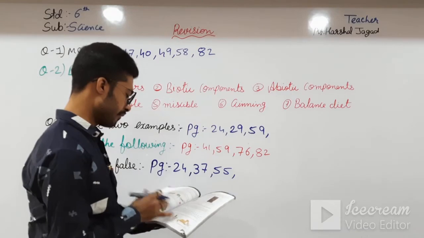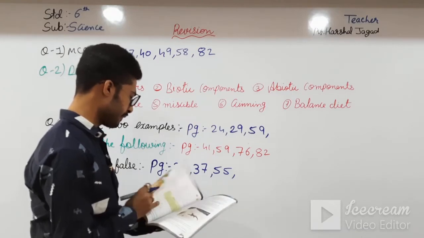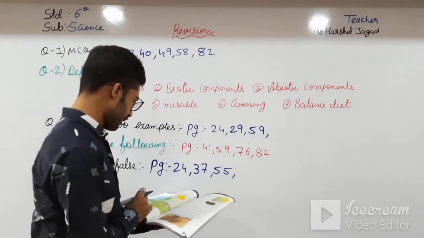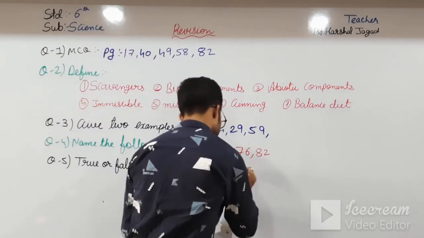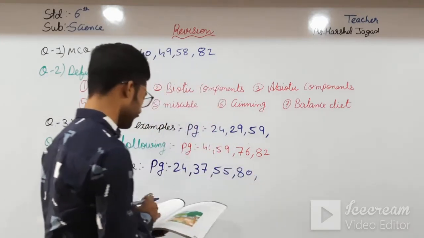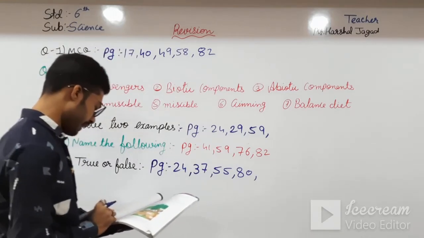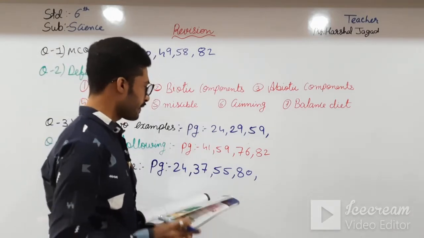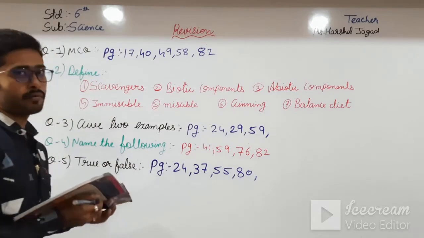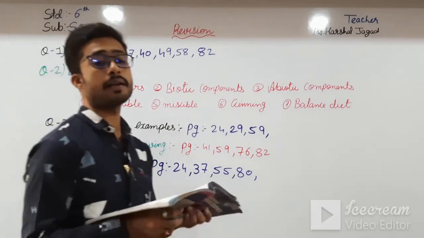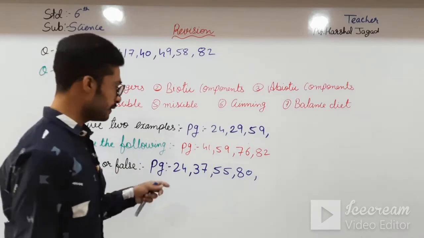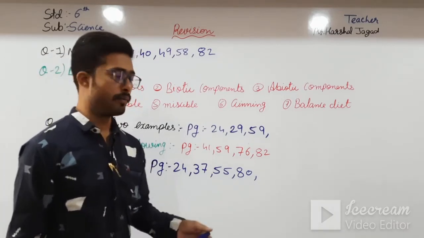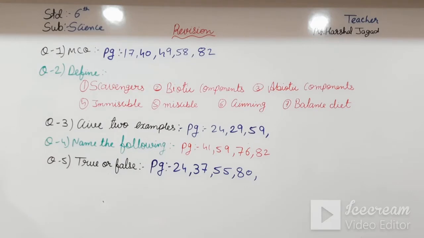Moving towards chapter number 7. See here on page number 80, you can see. Okay. So these are the page numbers of true or false. I have just asked some of the true or false twisted. So get ready with that, students. Okay. Now moving towards question number 6.